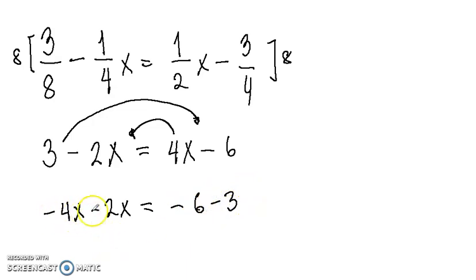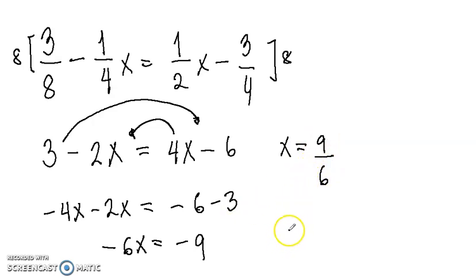Negative 4x minus 2x, we get negative 6x equal to negative 9. And after that, divide both sides by negative 6. So x now is equal to 9 over 6, because negative divided by negative becomes positive, and then simplify it further to make it 3 over 2. Now the value of x is equal to 3 over 2.